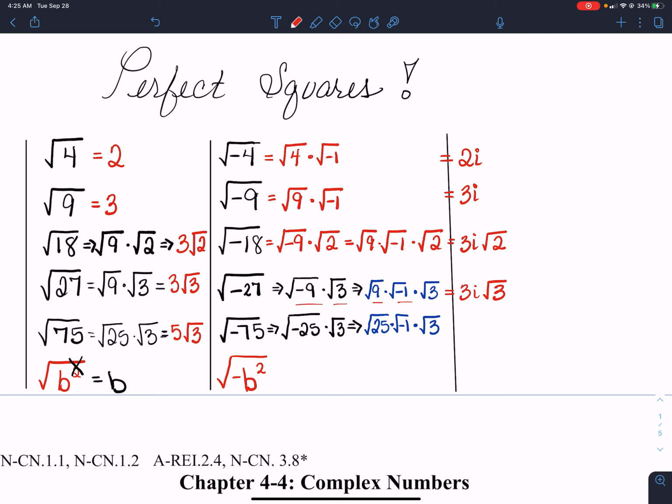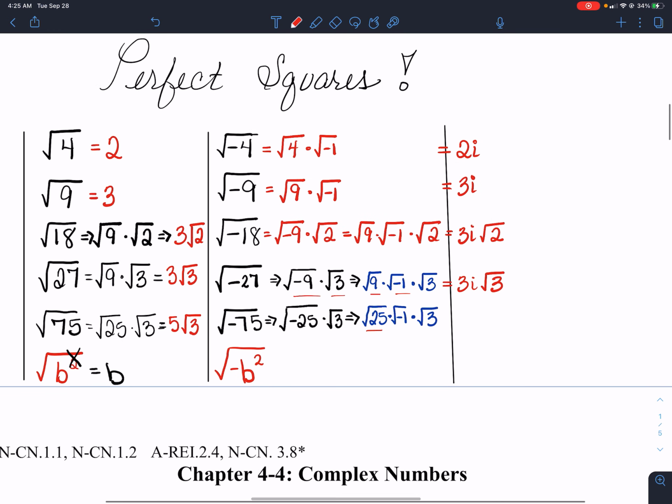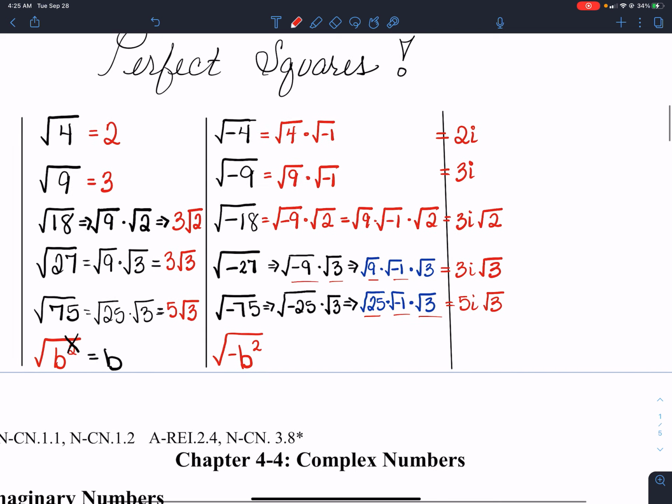All right, next one, negative 75 is broken apart into negative 25 times radical 3, which is equal to radical 25 times radical negative 1 times radical 3. The only one that's a perfect square is radical 25, so that gives me 5. Radical negative 1 is I, with radical 3. Okay.